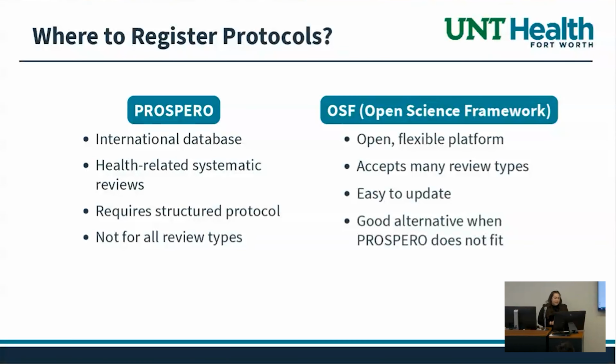There's also Open Science Framework. This is going to be a little bit more flexible and open. It's going to accept a lot of review types, and it's a good alternative if PROSPERO doesn't fit what you're doing. There are more options. These are just two of the main ones.